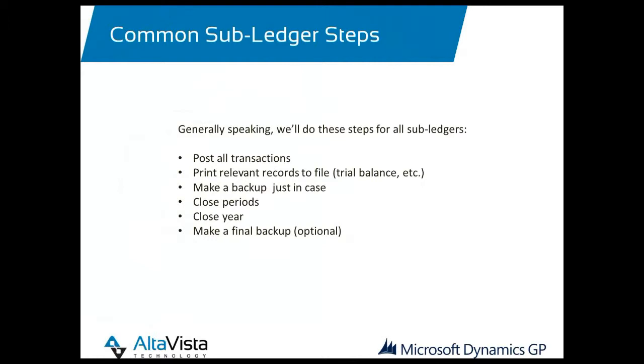We're going to print any relevant records to a file. You can print them to paper. Obviously, it's a lot easier if you print it to a file and then move it off to archive it somewhere on your network or back up to your offsite storage. So maybe that's a trial balance. What is the relevant record? Well, it depends what subledger we're talking about. In the case of payroll, that might be some pay journals. For receivables, it might be a trial balance, those types of things, just to have for retention.